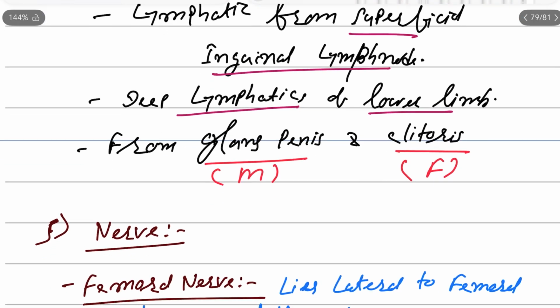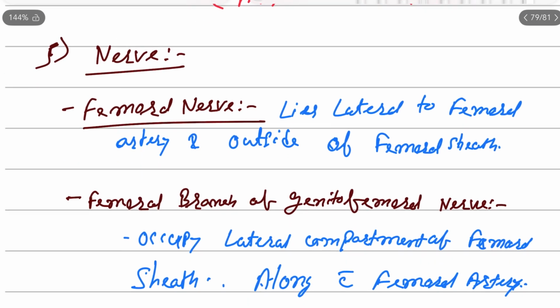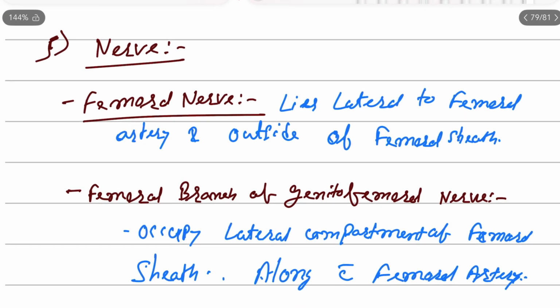Now I will discuss the nerves inside the femoral triangle. The main nerve is the femoral nerve. Its root value is L2, 3, and 4. It lies lateral to the femoral artery and outside the femoral sheath.